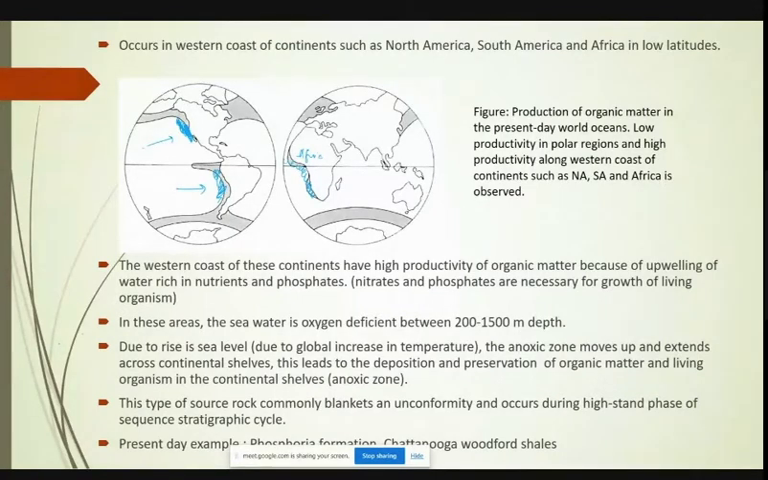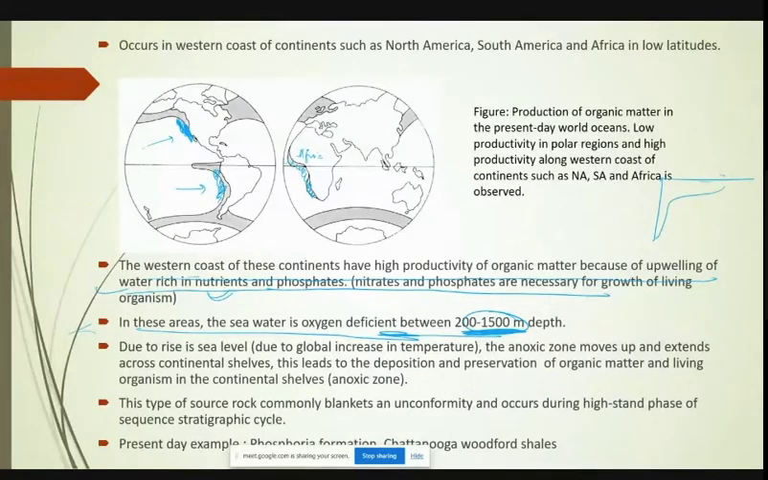So the next point is, the western coast of these continents have high productivity of organic matter because of upwelling of water rich in nutrients and phosphates. So due to a lot of nutrients, organic matter will be abundant. Now, the oxygen deficient region occurs between a depth of 200 to 1500 meters, due to variation of oxygen with depth. This is the figure for variation of oxygen with depth. This is O2 and this is depth.